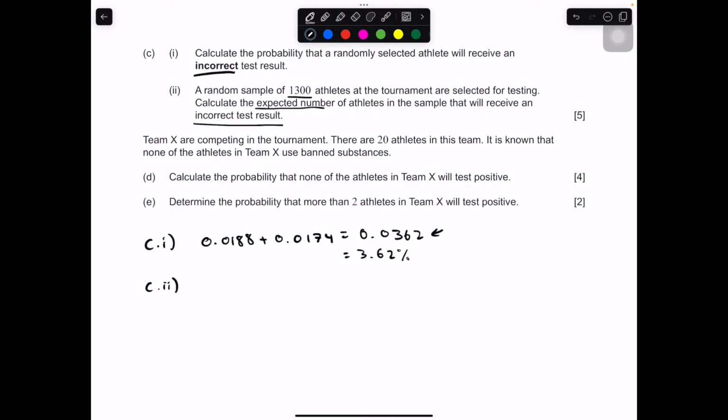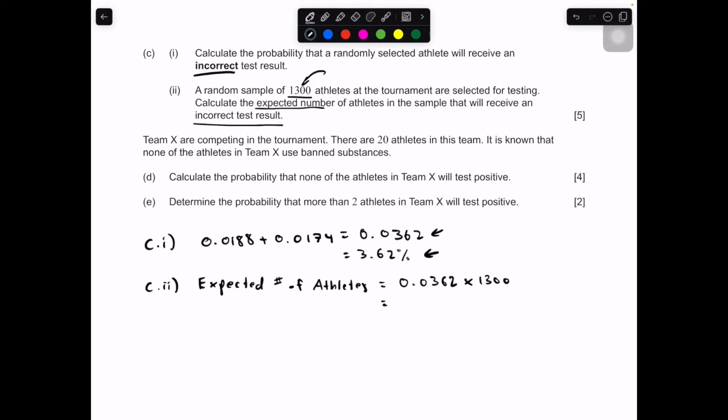C2. So this expected value is in our formula booklet, but expected value we can kind of think of through intuition as well. Expected number of athletes. Let's write this out. What can we say? Roughly 3.62% receive an incorrect result. And if there's 1,300 people being tested, we would expect 3.62% of that 1,300 to receive an incorrect result. So let's take that value, 0.0362. This is that 3.62% times 1,300.